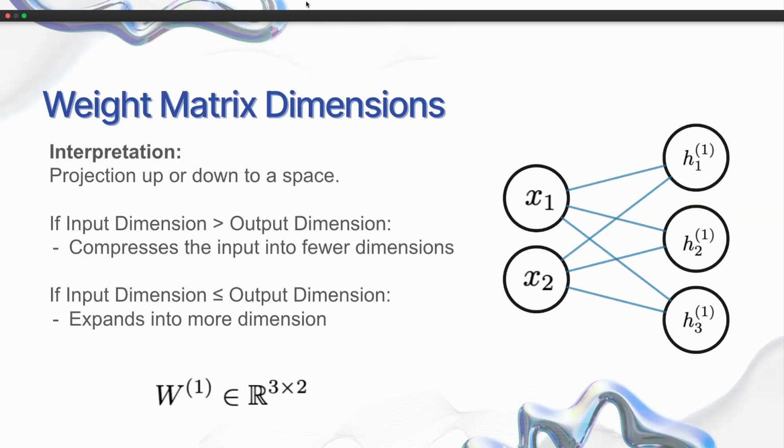The interpretation for different dimensions, I would say, is that if your input dimension is greater than your output dimension, you're compressing the input into a smaller dimension. If it's less than your output dimension, you're projecting it up.